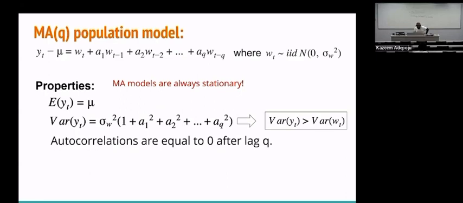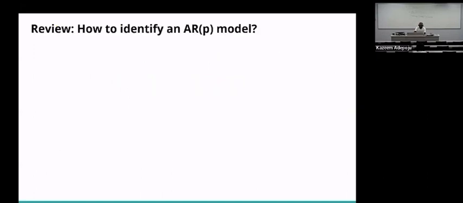Let me tell you this: MA models are always stationary. But you remember that the autoregressive models are not always stationary. You remember with differencing, right? That was what we did yesterday. But for the MA, naturally, MA models are generally stationary. You don't need to worry, okay? They are generally stationary.